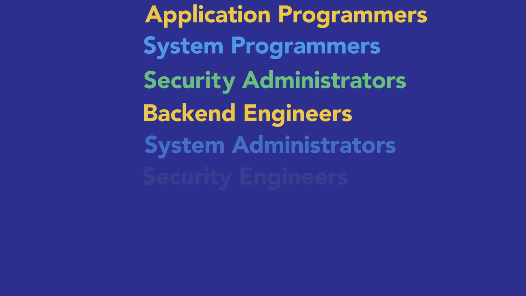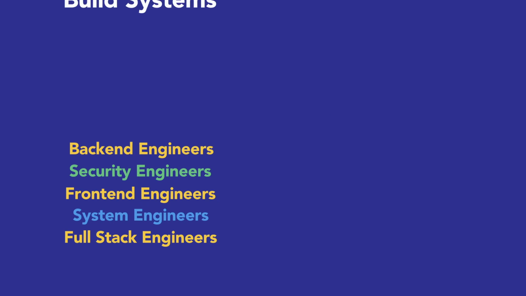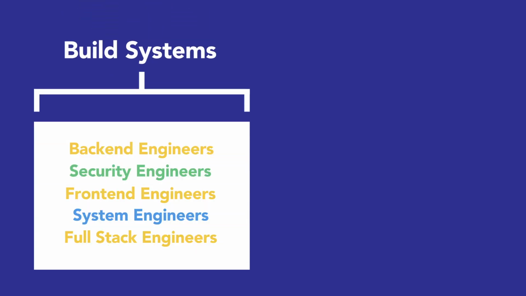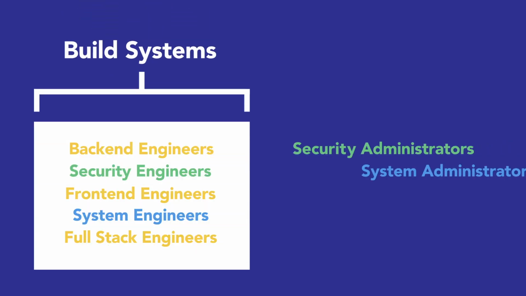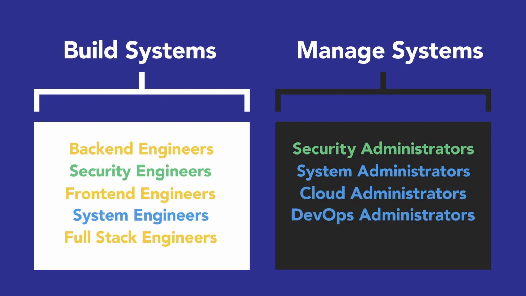Secondly, can we see a pattern across these role titles? One pattern to notice here is that the engineers are building things. They write code files, and administrators manage that code once it's running on a server. These two patterns are going to stay consistent throughout. And we'll see in a few minutes that cloud administrators and DevOps administrators fit here too.